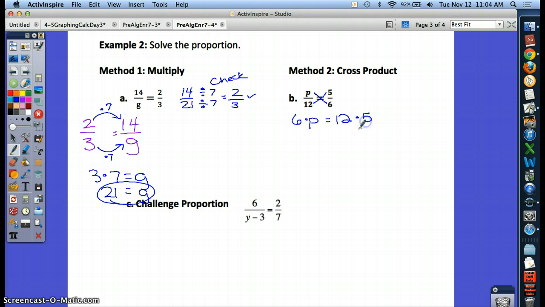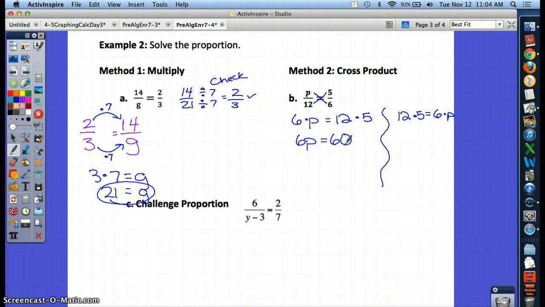Now you may be asking, does it matter if I write it this way or this way? You tell me that answer. Does it matter? No. This is the same equation, guys, so it doesn't matter which product you put on the left and which product you put on the right, okay? So we have 6P is equal to 12 times 5. 12 times 5 is 60.